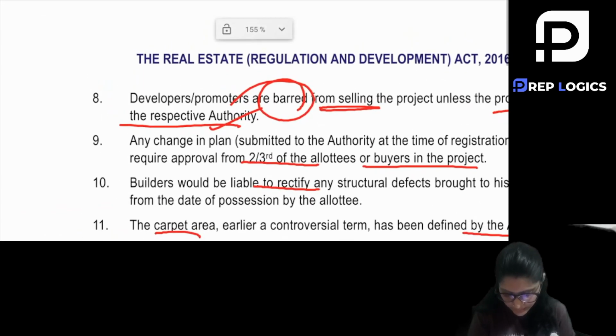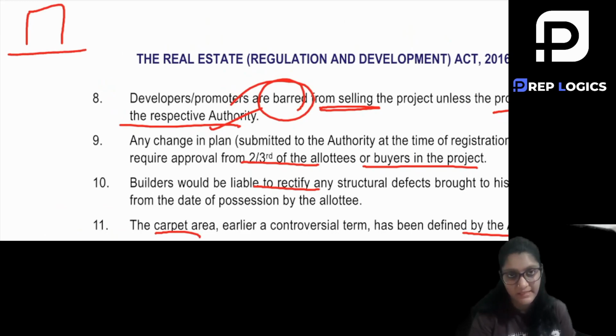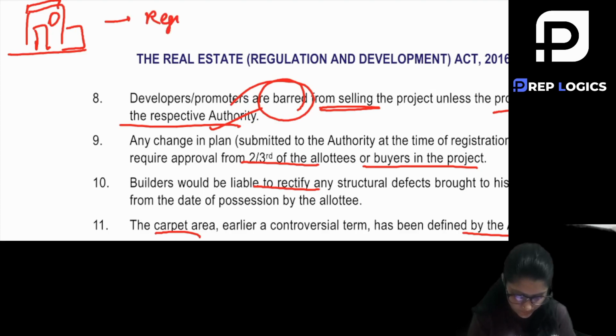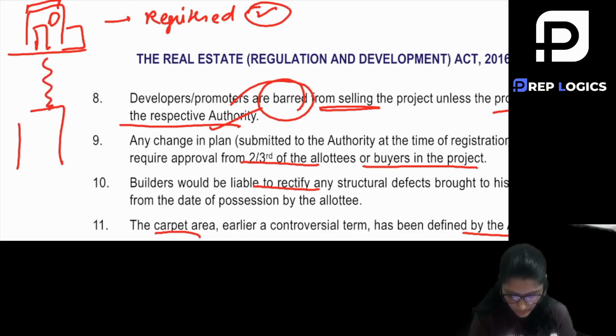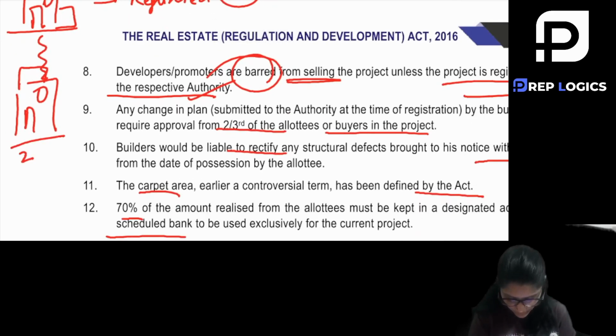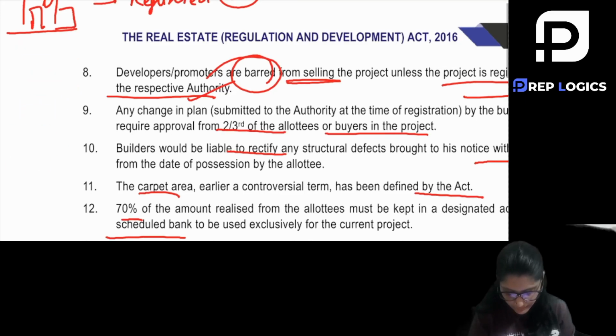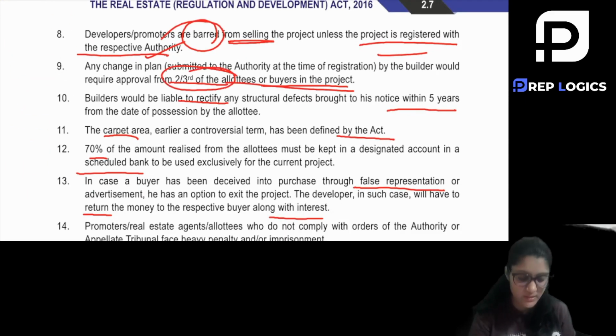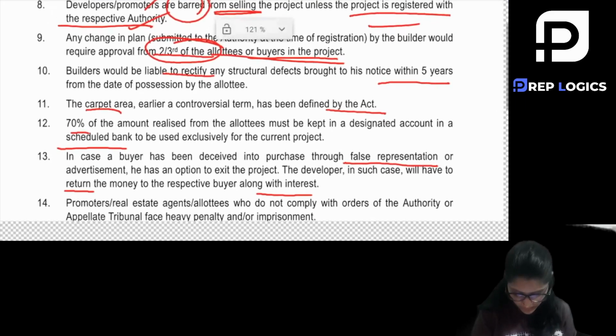Now suppose a builder has registered a real estate project saying that he will make a building on which the gate will be here, the balcony will be here, and he will build the terrace and a window here. He has registered the project. After registration, when he is actually making the project, he has not given the balcony. So can he make these kinds of changes? Yes, he can, but only after obtaining the approval of 2/3 of the allottees, 2/3 of the buyers. Before that approval, he cannot make any changes by himself.